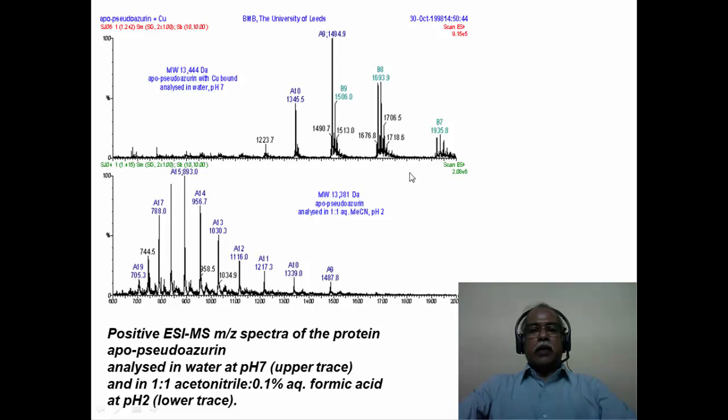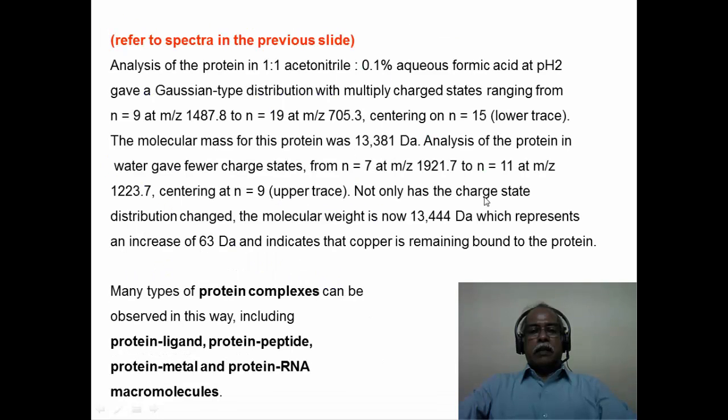Not only that, there is also a copper that is bound in the system when it is in the natural form. When it is denatured, that copper is stripped off from the protein, and that is the reason you have a molecular weight difference of 63 corresponding to the denaturation and the removal of copper from the denatured protein. That is what is seen here, and this is explained here.